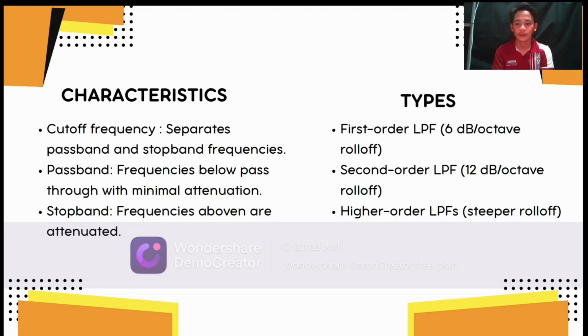And the types: first order low pass filter has a 6 decibels per octave roll off, and second order low pass filter offers a sharper roll off at 12 decibels per octave, and higher order low pass filters provide even steeper roll off for more precise filtering. These types define how quickly the filter attenuates the high frequencies beyond the cutoff point.